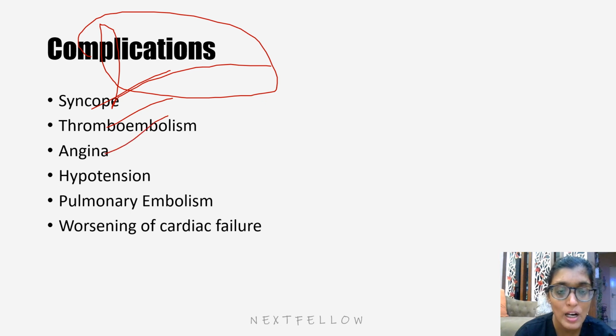Angina, because as you know, the coronary blood supply to the heart occurs mainly during diastole. So when the heart rate is around 150 to 200 beats per minute, the effective duration of diastole is reduced. Therefore, the blood supply to the heart via the coronary arteries during diastole reduces, and the increased heart rate will ultimately lead to increased oxygen demand, which will lead to anginal symptoms, hypotension, pulmonary embolism, and worsening of cardiac failure.